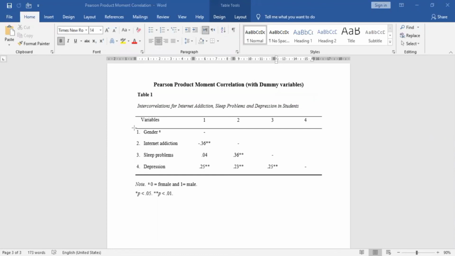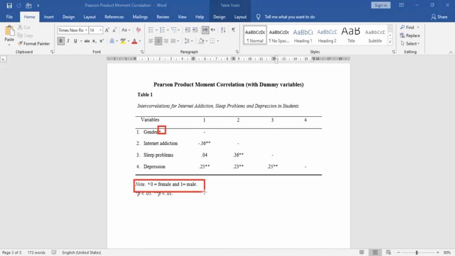So gender is the dummy variable in our correlation table because it's a categorical variable. So we will do the dummy coding. For example, in my research, I have given 0 to the female category and 1 to male. So I will write a superscript a on gender, and then in the note I will write a: 0 is equal to female and 1 is equal to male. It will show the dummy coding of your categorical variable.